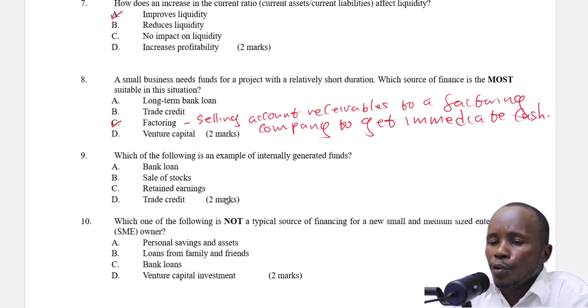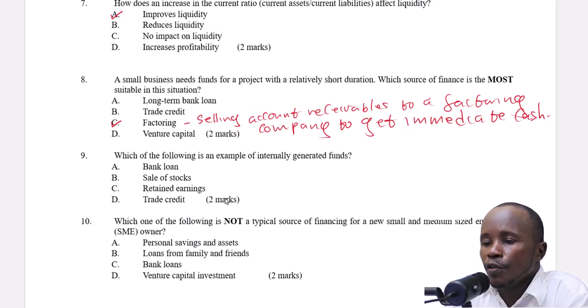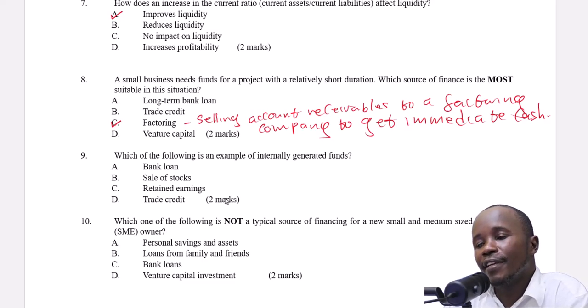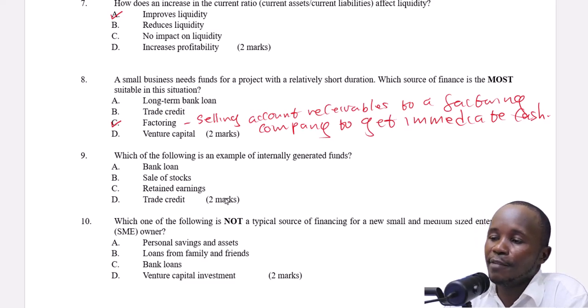Now, we move to question number 9, where you are asked which of the following is an example of internally generated funds. These are funds that are available within the company or the organization setup. Option 1, bank loan. Bank loans are obtained from external sources, so that is not an internally generated fund. So we rule out A. Sale of stocks. Even if it is internal, you have to engage people outside for you to get these funds.